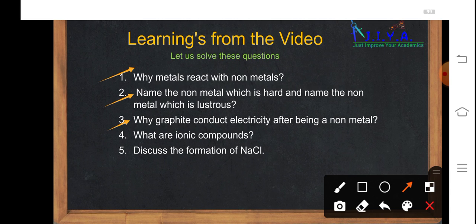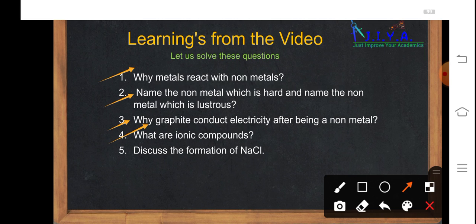Next question, why does graphite conduct electricity despite being a non-metal? We know that non-metals are insulators. They do not conduct electricity. But graphite, as an exception, can conduct electricity. This is because in graphite, carbon is tetravalent, but 3 of its valencies are satisfied by other carbons and 1 of its valency is delocalized between the rings, and this valency helps in the conduction of electricity.